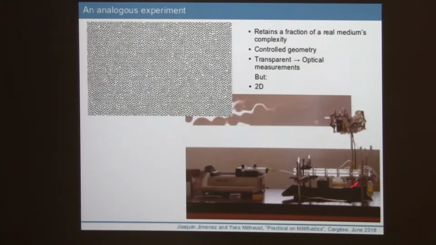So these are analogous experiments with a geometry that is really controlled. It's defined, it can be whatever we want. We define it by a numerical model. And it's transparent, so that we can actually measure everything at the pore scale. We try to have it retain a fraction of a real medium's complexity. In particular, we want it to have some disorder. And of course, the drawback is that it's 2D.